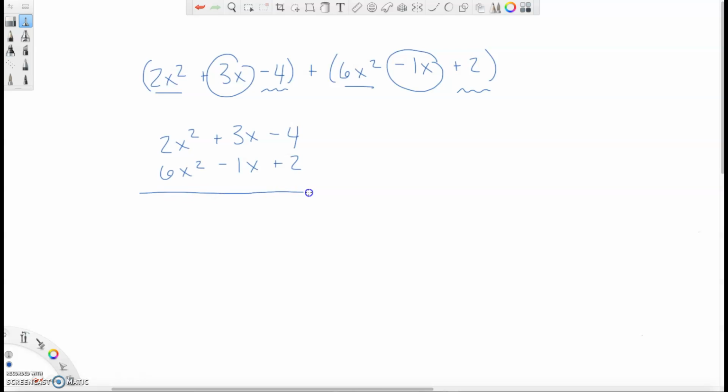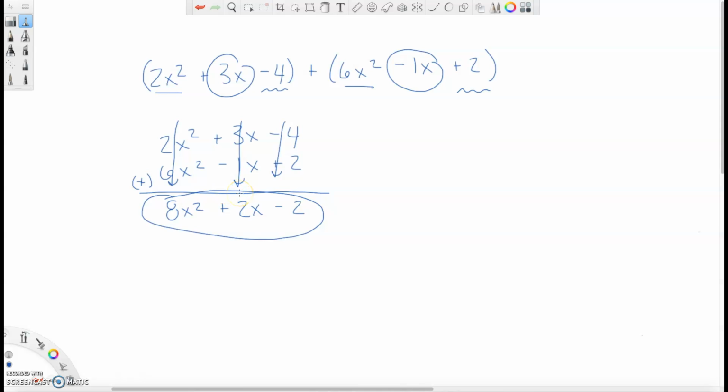Now, let's draw a line to say we're going to do some math here, and add them together. This is just a better way of visualizing it, because now you just add vertically. I'm going to take this 2x squared and add it to 6x squared. That gives me 8x squared. I've got this 3x, and I'm going to subtract 1x from it. That gives me 2x, and it's positive 2x because the bigger number is positive. Here, the bigger number is negative, so negative 4 plus 2 gives me negative 2. So this whole thing is equal to this polynomial.